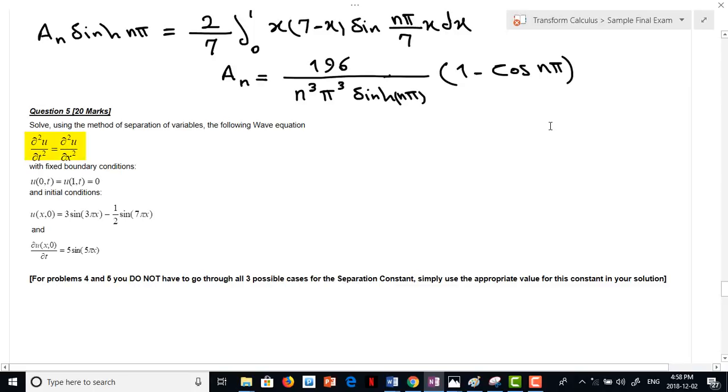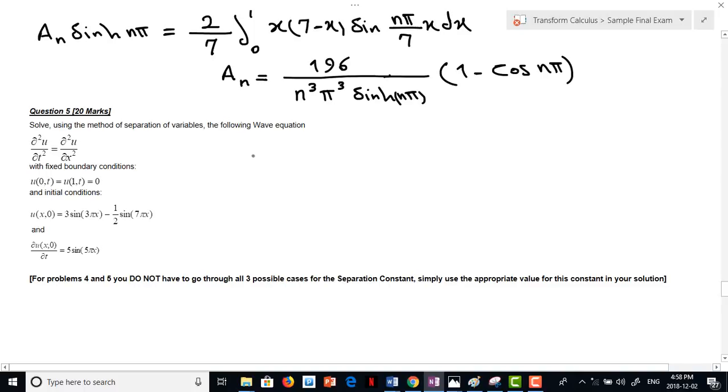So using separation of variables, the boundary conditions are u of 0 and t is equal to 0, u of 1 and t is equal to 0, and the initial conditions: u of x and 0 is equal to 3 times sine 3 pi x minus half sine 7 pi x, and the other initial condition, the derivative of u with respect to t at t equal to 0, is equal to 5 times sine 5 pi x. So here the equation that we have is homogeneous. We have a homogeneous boundary value problem. As a result, we can use separation of variables.